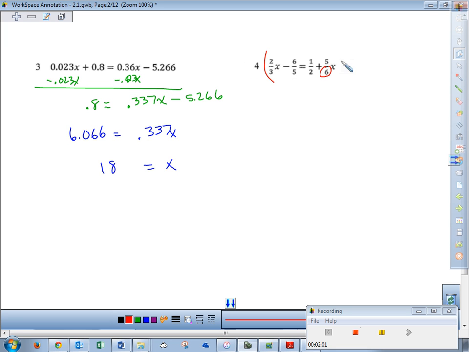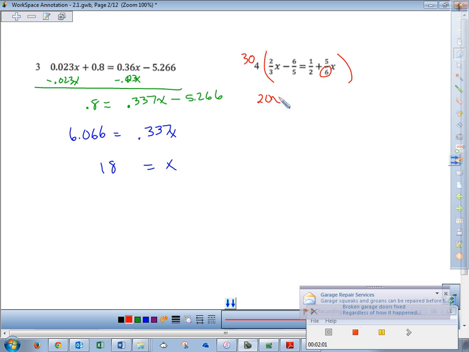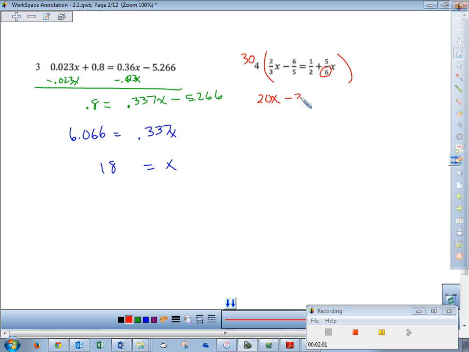So let's clear the fractions by multiplying by 30. I chose my biggest denominator and had multiples of 6 and found the smallest number that went into all of those, and that's 30. So 3 goes into 30 10 times. Take that times the numerator, and you got a 20. 5 goes into 30 6 times. Take that times the numerator, and you get a negative 36, and so on.